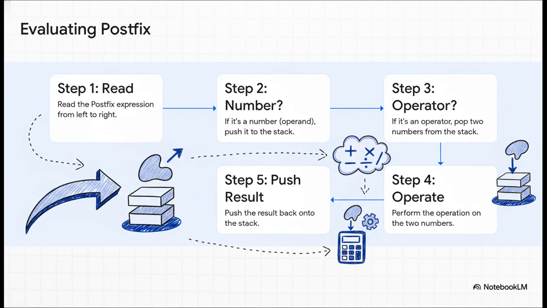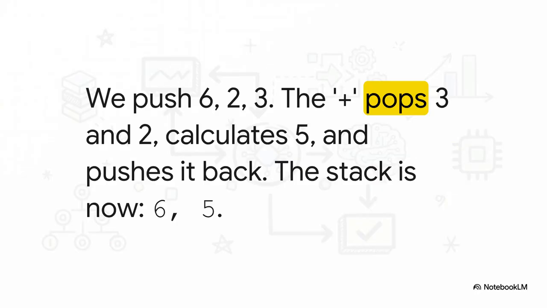We just read the postfix string from left to right. Every time we see a number, we push it onto a new stack. The moment we hit an operator, we pop the last two numbers off, do the math, and push that single result right back on. Okay, let's try one. We're going to evaluate 6, 2, 3, plus, minus.